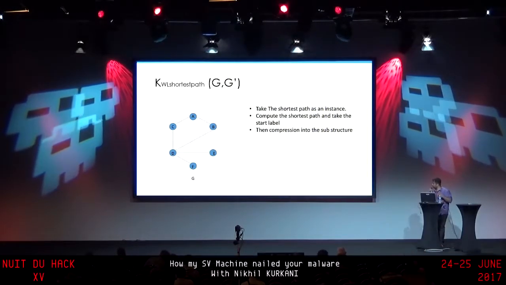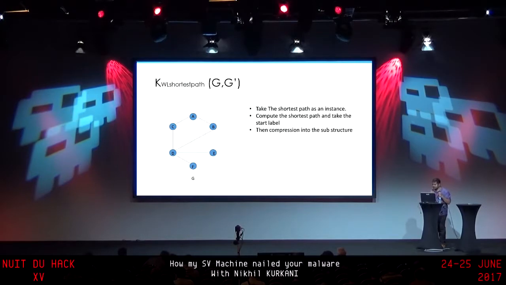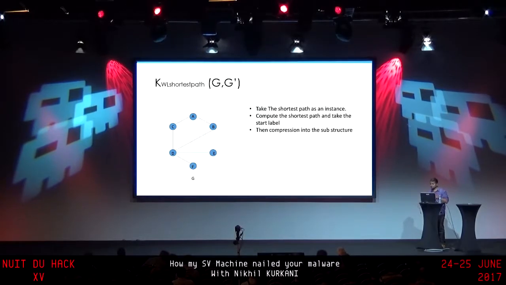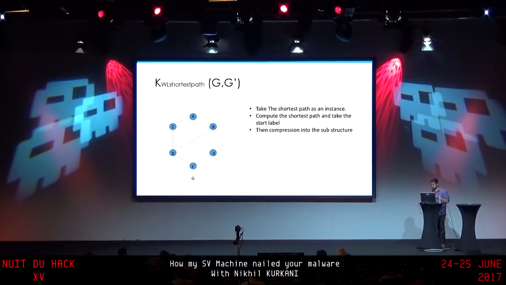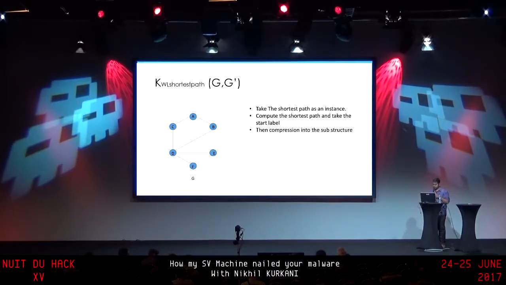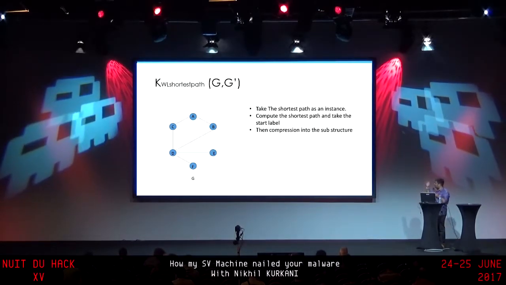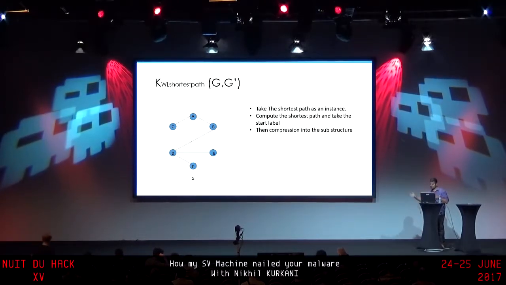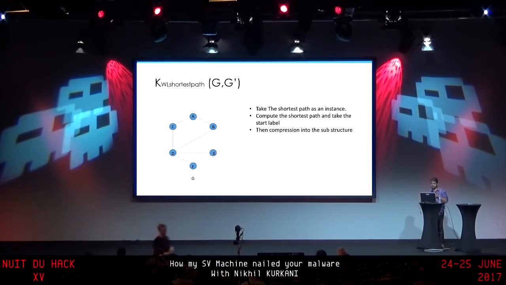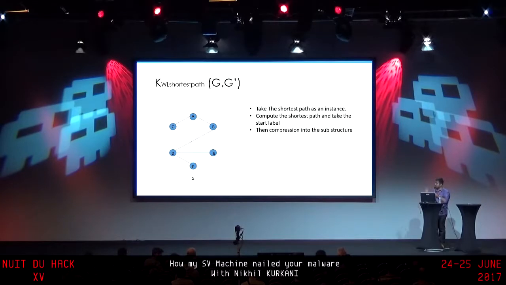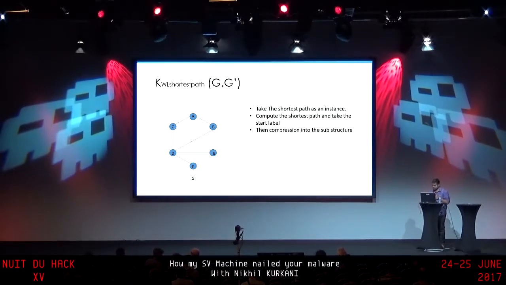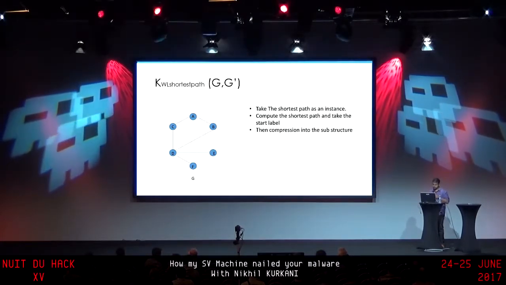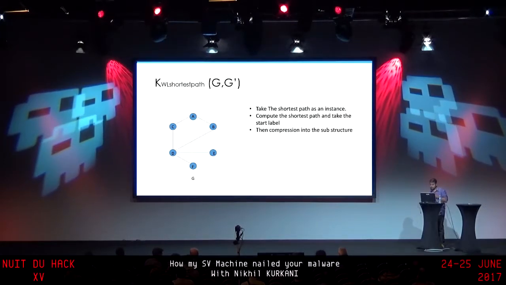The last would be the WL shortest path. This basically involves taking the shortest path. Here we again decompose the graph into shorter paths or random walks. We use the shortest path as an instance, compute the shortest path, and take the start label, which is the source node. Then we go on with the sink node and the length of the shortest path, and we compress all of these into one substructure. Once we are done with that, this is how the whole Weisfeiler-Lehman graph kernel actually works.